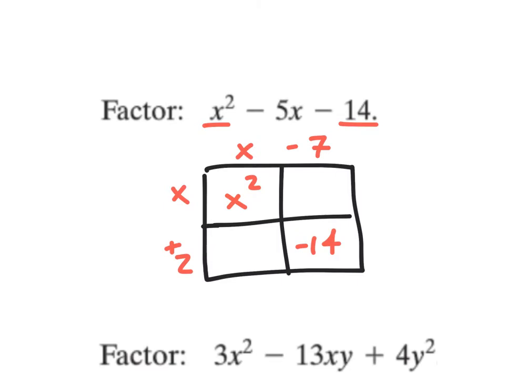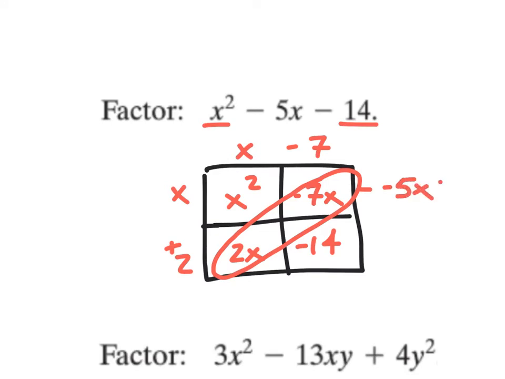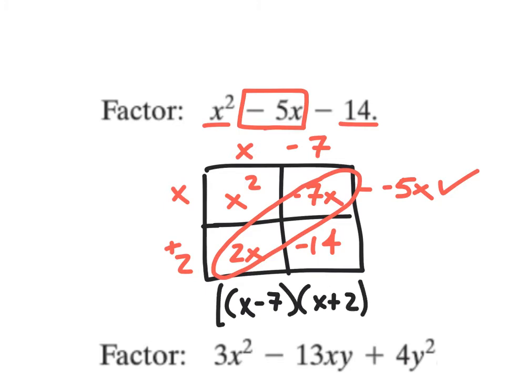Okay, and here's what's going to happen. I'm going to take 2 times x, and that's going to give me 2x. Here I'm going to do negative 7 times x, and that's going to give me negative 7x. Now what I'm looking for is this. I need to combine my like terms on this diagonal. Negative 7x plus 2x is going to give me negative 5x. That's what we're looking for here in my middle term. Therefore, my answer is what's left: x minus 7 times x plus 2. Okay, and that's how you factor those.